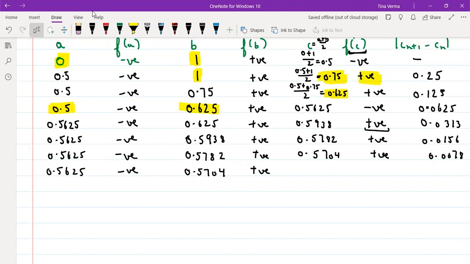So again we will find the intersection point, that is (0.5625 + 0.5704) / 2. This is coming out to be 0.5665. You can check the value here, it is coming out to be negative, and here your error is 0.0039. So the value here is negative, which means I will replace the value of A here with 0.5665 negative.